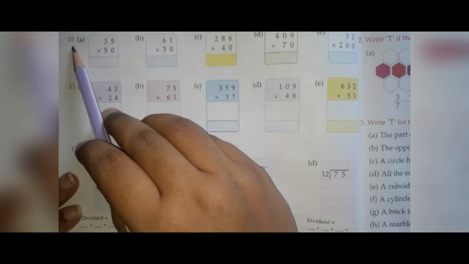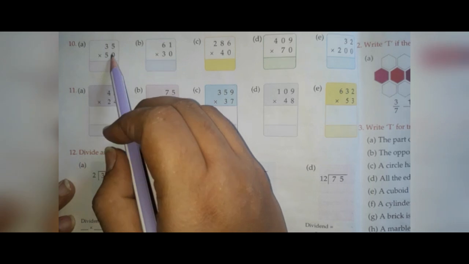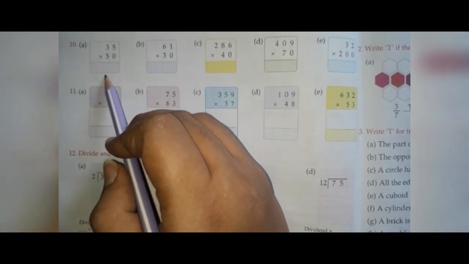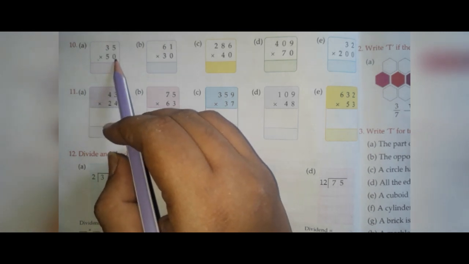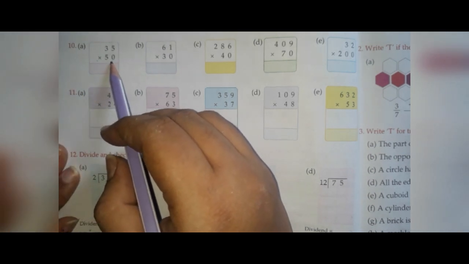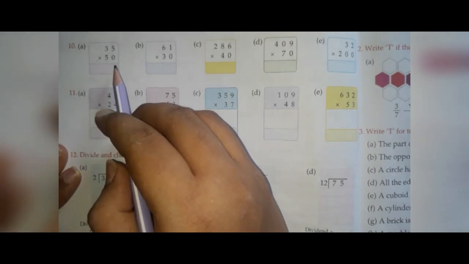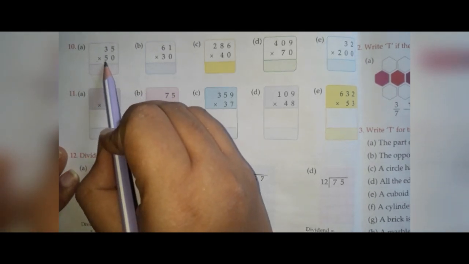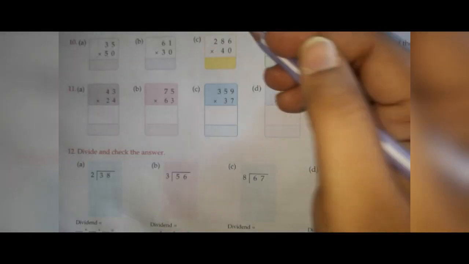Next question is question number 10. We have to multiply in this question. First question is 35 into 50. See, we have learned in the previous classes we don't need to multiply the number with 0. Whichever number is given, we'll multiply that number only, and at the end of the answer we got, we'll put the number of zeros which are given in the question. So in this way we'll multiply 5 with 35. We need not multiply 0 with 35.